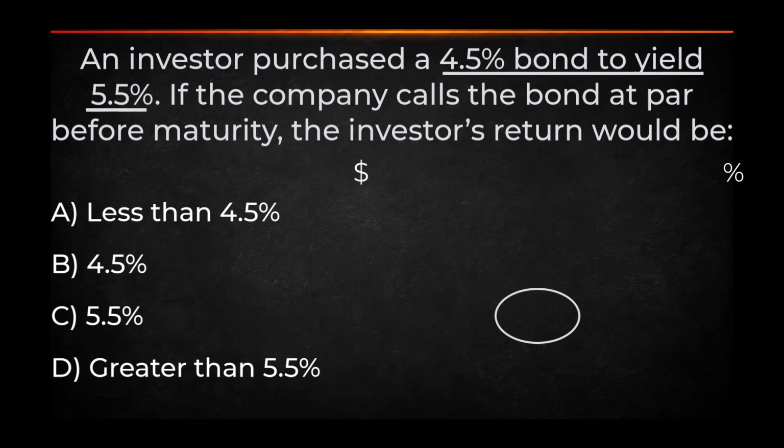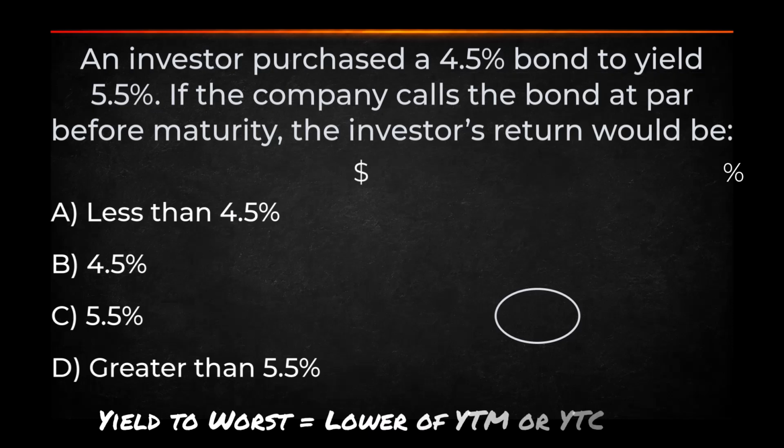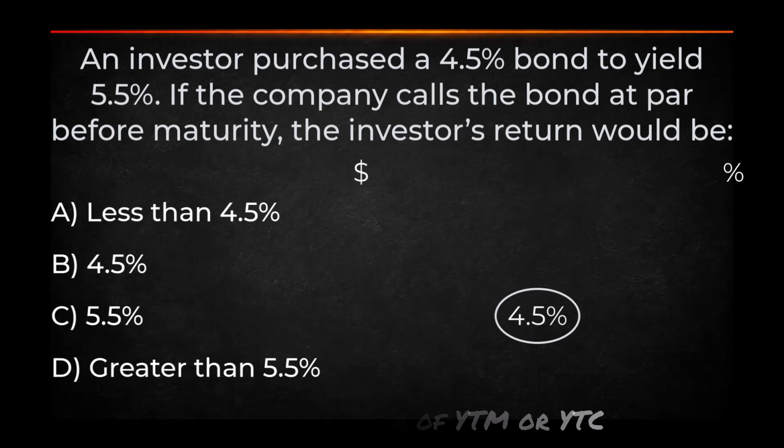So that's a yield quote. And remember, in a yield quote, the first number is always the coupon followed by the lower of the YTC or the YTM. Okay, so we know 4.5%, that's the coupon. So that's going to establish our nominal yield. Now, we can also interpret from the question that interest rates are higher in the market because the yield to worst is 5.5%. So now we can draw our sloping line.